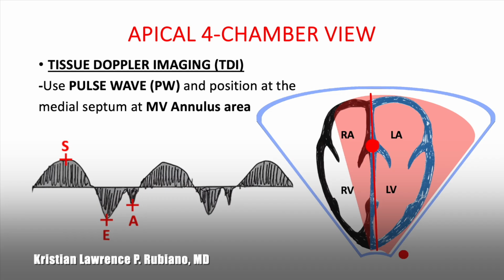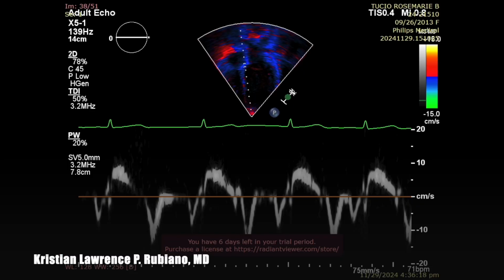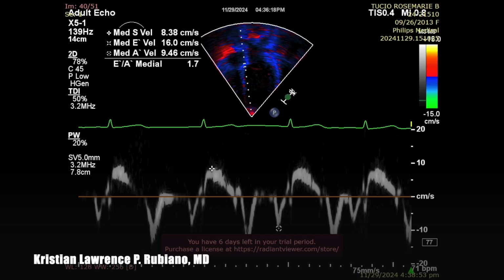TDI provides quantitative data on peak velocities of myocardial motion, allowing for the assessment of both global and regional myocardial function. To do this, place the sample volume at the medial mitral valve annulus, then use pulse wave and TDI. Identify the waves, namely S, E, and A waves as follows.